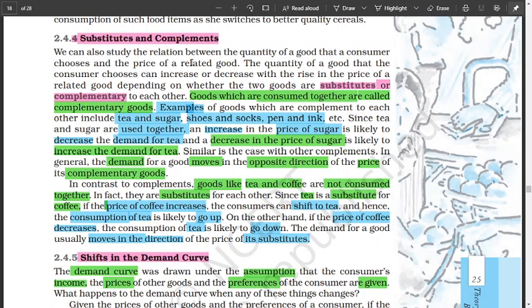Now let's look at goods that are substitutes and goods that are complements.